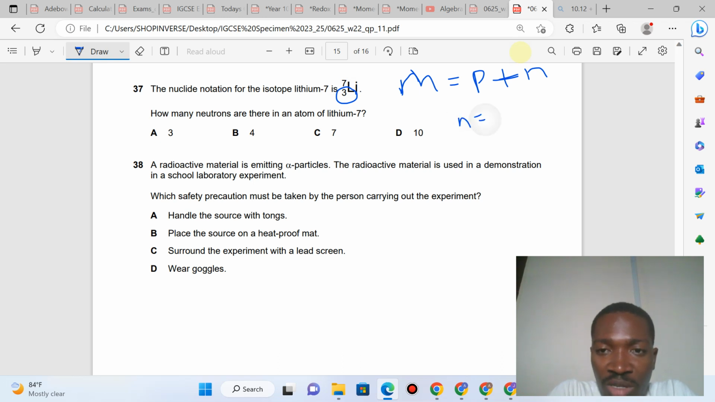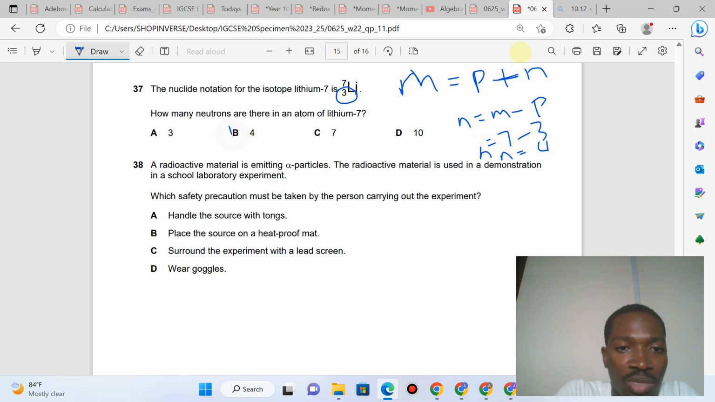The number of neutrons is the mass number minus the number of protons. The mass number is 7, the number of protons is 3, 7 minus 3 gives us 4. Hence, there are 4 neutrons. B is the correct answer. Question 38.